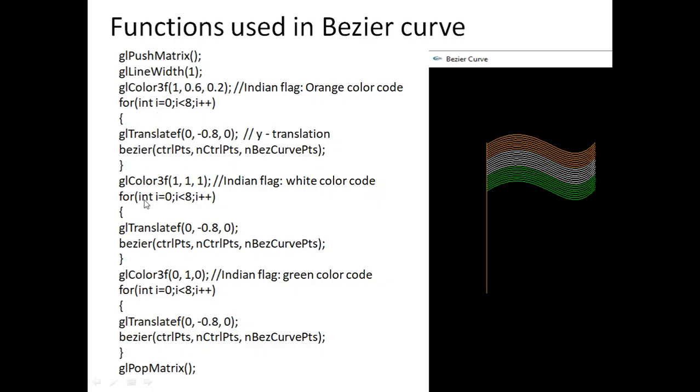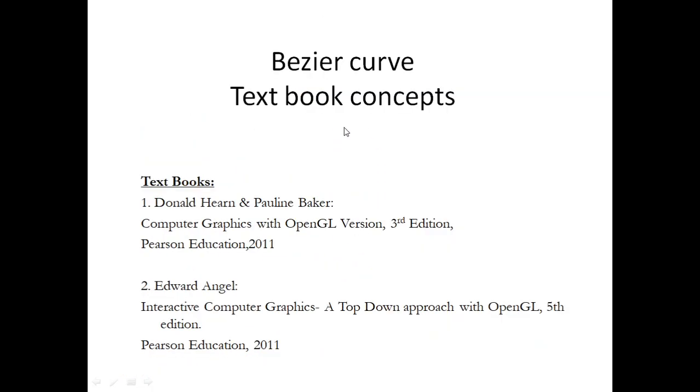Now the same thing is repeated in all the for loops. You can notice it with different colors: for green color, for white color, for orange color we are calling. Now we'll see the Bezier function. To understand the Bezier curve, you must refer to the textbook. So I request you to refer to the textbook, Hearn and Baker or Edward Angel. You must learn the formula, how the Bezier functions are multiplied with the position vector. With that logic only we can understand the curve.